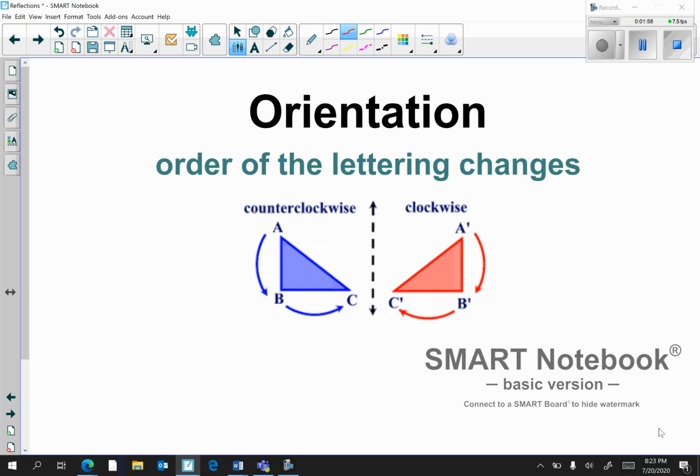So like I said before, we have to look at the order of the letters. So A, B, C is going in a counterclockwise manner, whereas A prime, B prime, C prime is going in a clockwise manner. So if the orientation changes, you know it has to be a reflection. In all the other transformations, the lettering stays the same. It's only different in a reflection.